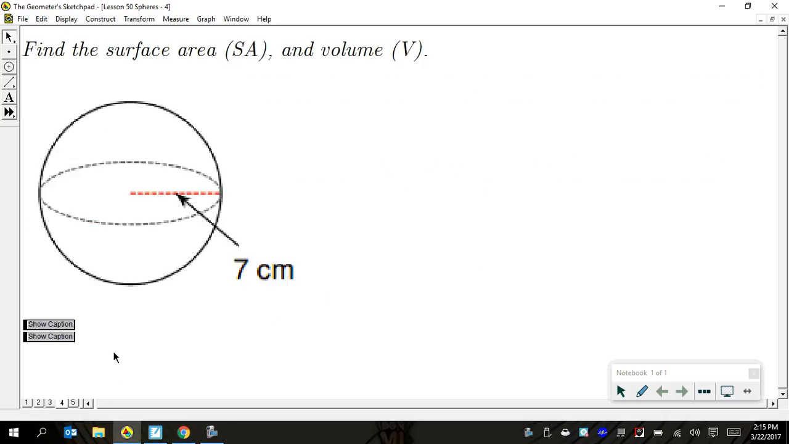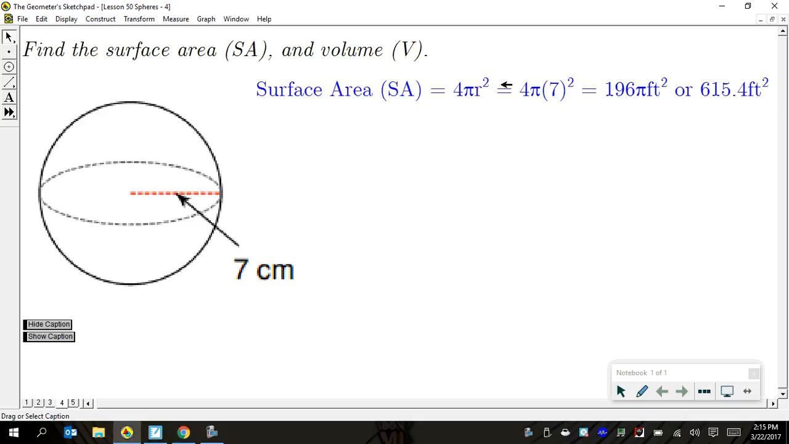So I want you to pause here and find the surface area and volume for this sphere. So we're given the radius. Our radius is 7, so we're going to plug 7 in for r. Calculate that to be 196 pi, or 615.4 feet squared of surface area.